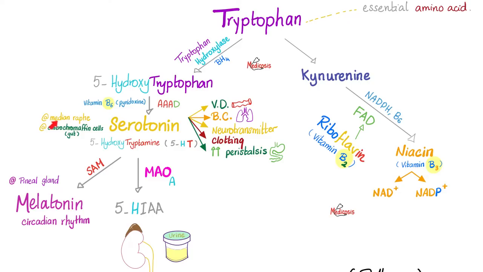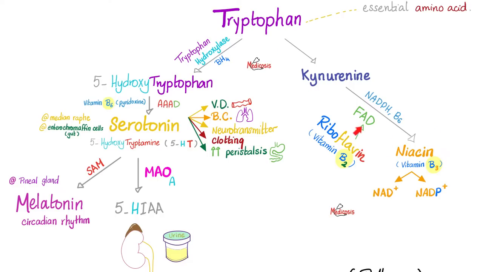Instead of the median Raphe nucleus in the brain, it's in the pineal gland of the brain, responsible for the circadian rhythm. Quick comparison between serotonin and melatonin. Median Raphe, pineal gland. Mood regulation, circadian rhythm regulation. That was just one story of the tryptophan, but there is another story. The story of making niacin.